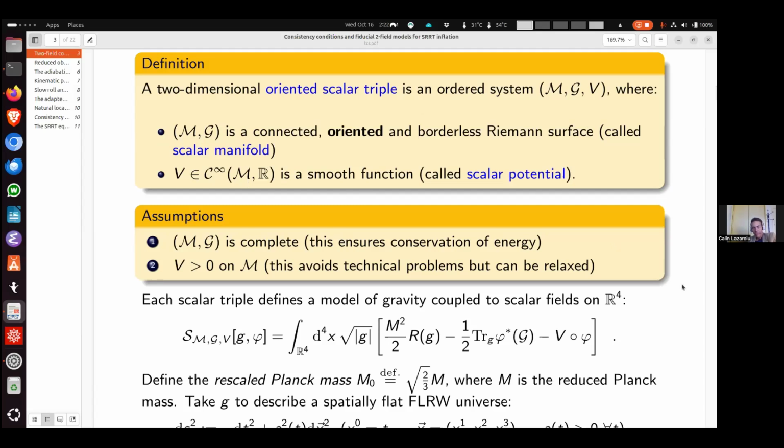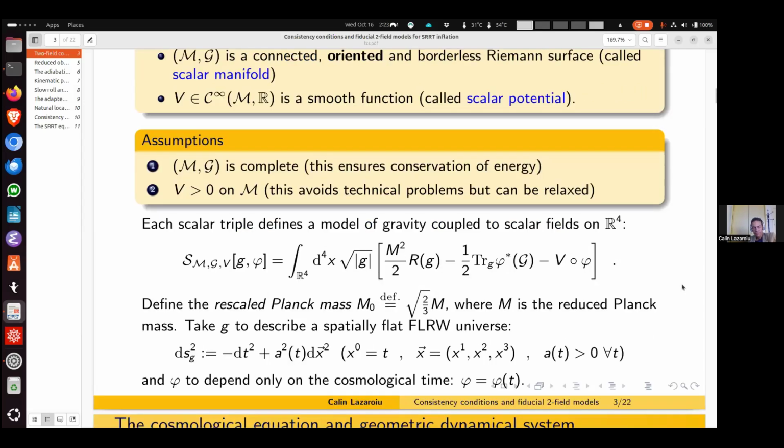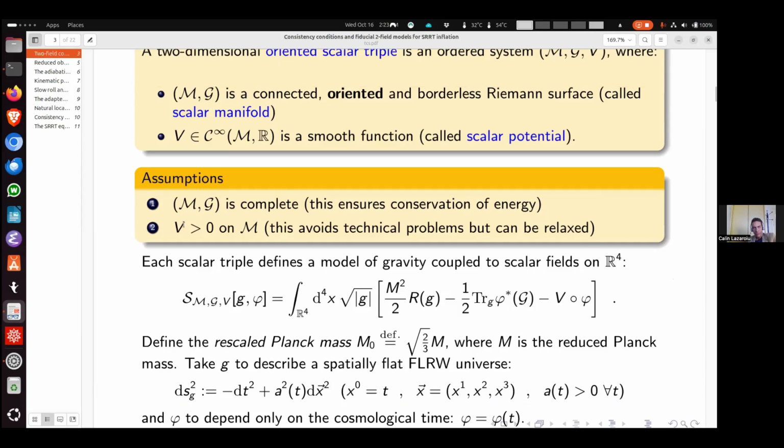It's just a definition. Now, the assumptions that are typically made in order to build a physically good two-field cosmological model from a scalar triple are the following. First of all, this Riemannian two-manifold (M, G) is required to be complete. This comes from the need to ensure conservation of energy. Of course, formally you can relax this mathematically, but then you may violate conservation of energy, which is unphysical. And the second assumption, that's technical, it's mostly to avoid technical problems and problems with the physical interpretation, but those are secondary.